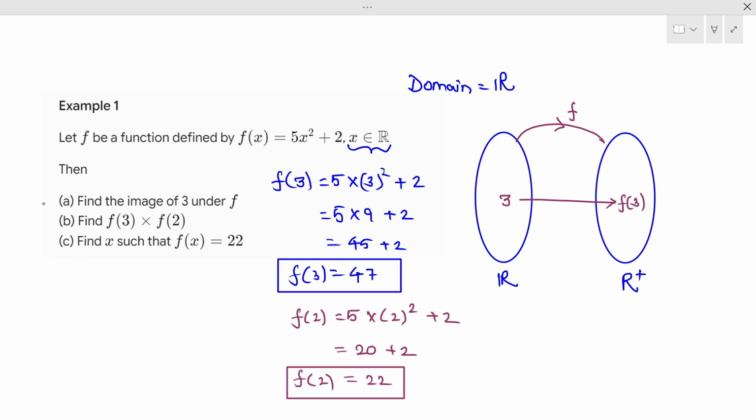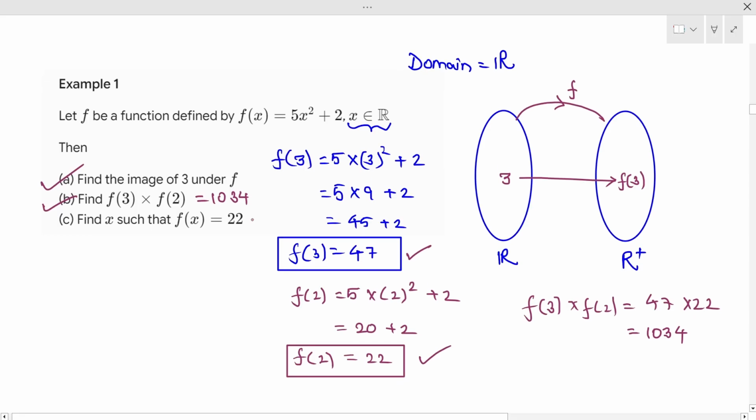Now the first one is done. Second is to find f(3) times f(2). Here we know what f(3) is and what f(2) is. So f(3) times f(2) we just need to multiply 47 times 22, which will be 1034. So this is 1034.